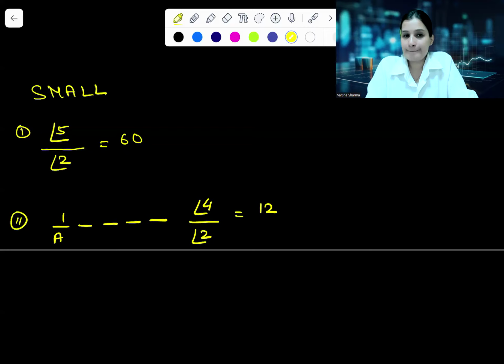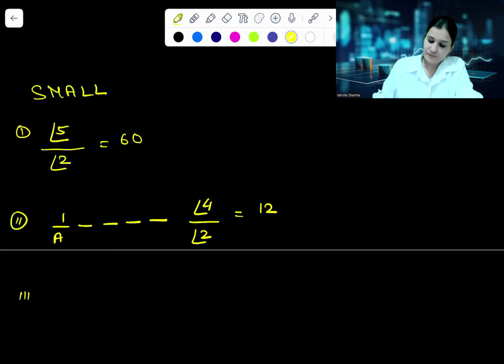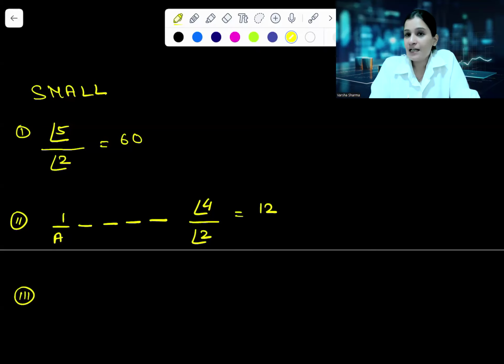Yes, ma'am. Third, starts with L, ends with L. Understand? Starts with L. Don't write. I'll give you options. Starts with L, ends with L. Answer, guys.